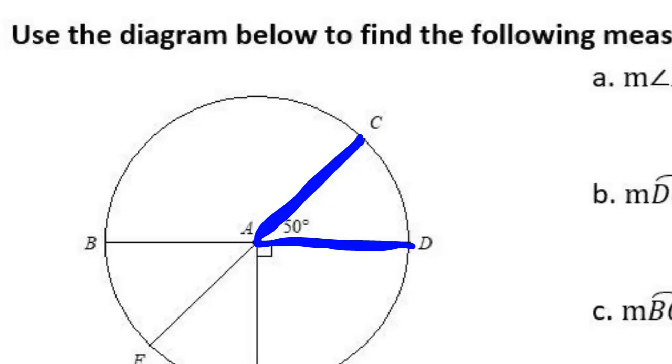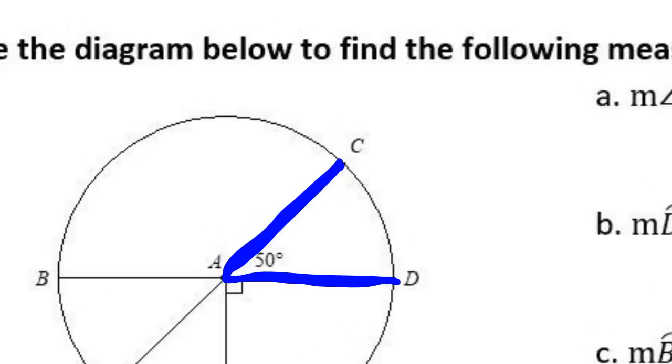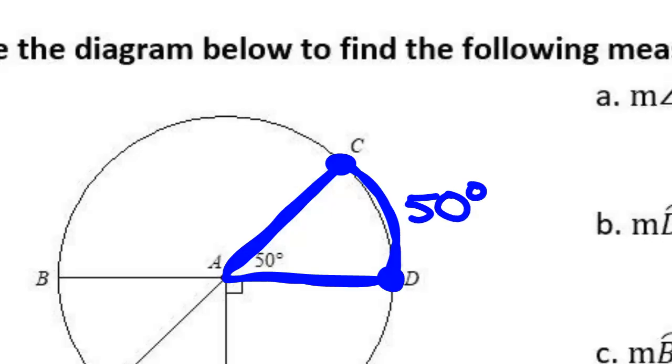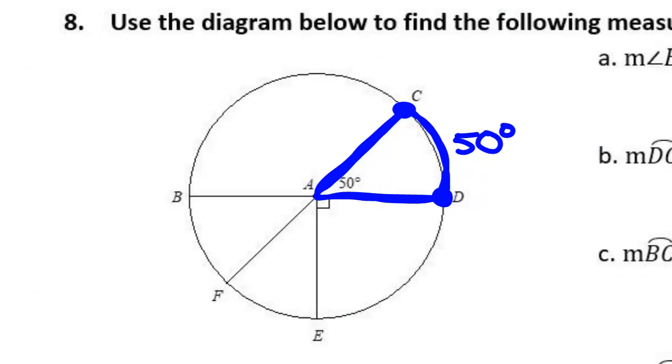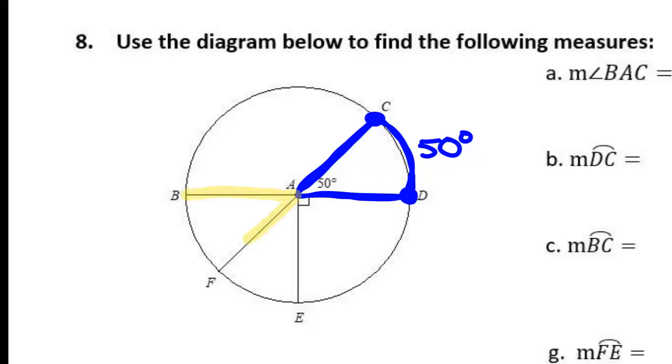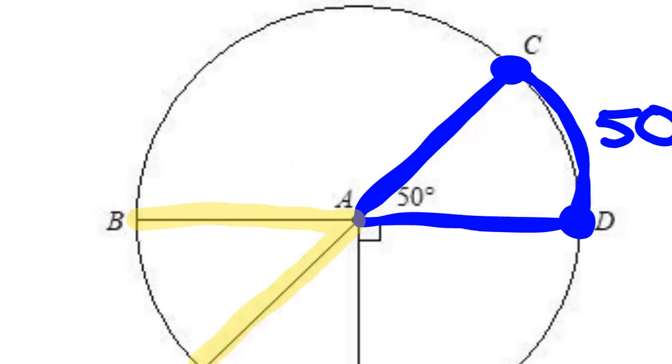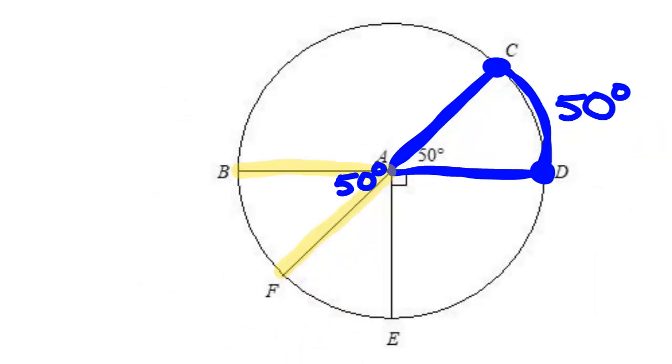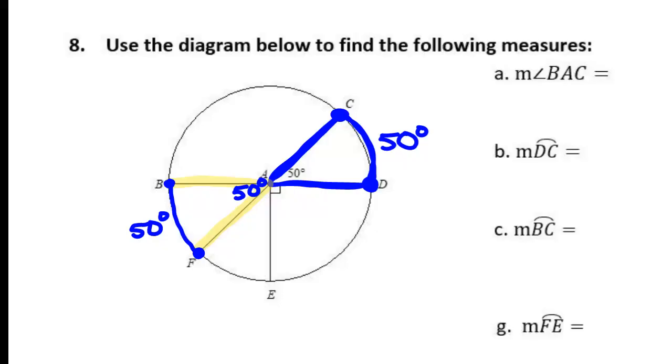The measurement of a central angle is exactly the same as the arc that it intercepts. So angle CAD is 50 degrees, which means arc CD is how big? 50 degrees, yes. There's another angle and arc up there that's also 50 degrees. Does anybody see it? BAF, because that is a vertical angle with CAD. So this angle is 50 degrees, and that means arc BF is also 50 degrees. So far, so good?